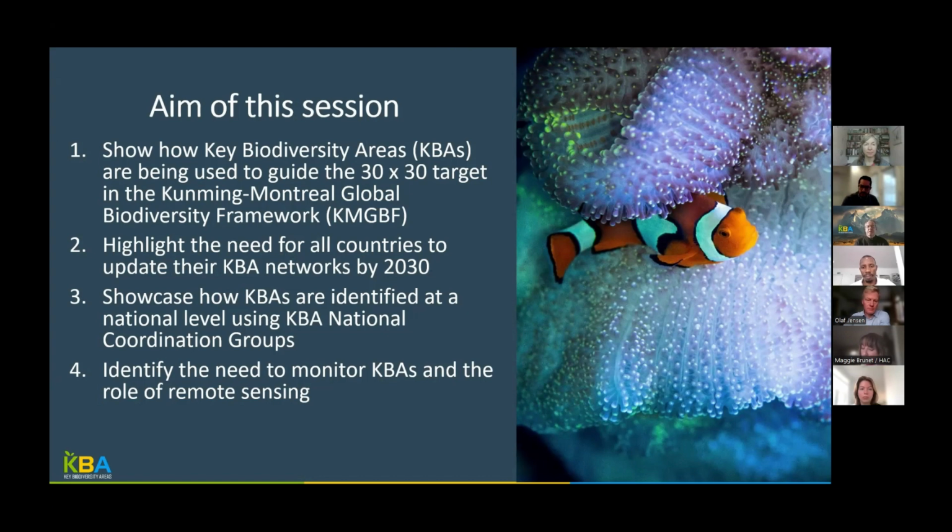The aim of what I want to talk about in the session today is basically to show how key biodiversity areas are being used to guide the 30 by 30 target of the Kunming-Montreal Global Biodiversity Framework, and to highlight the need for all countries to be updating their KBA networks and why. And then there's a couple of case studies that showcase how countries are doing that from Mozambique and Canada, and also identifying the need to be able to monitor KBAs using remote sensing.